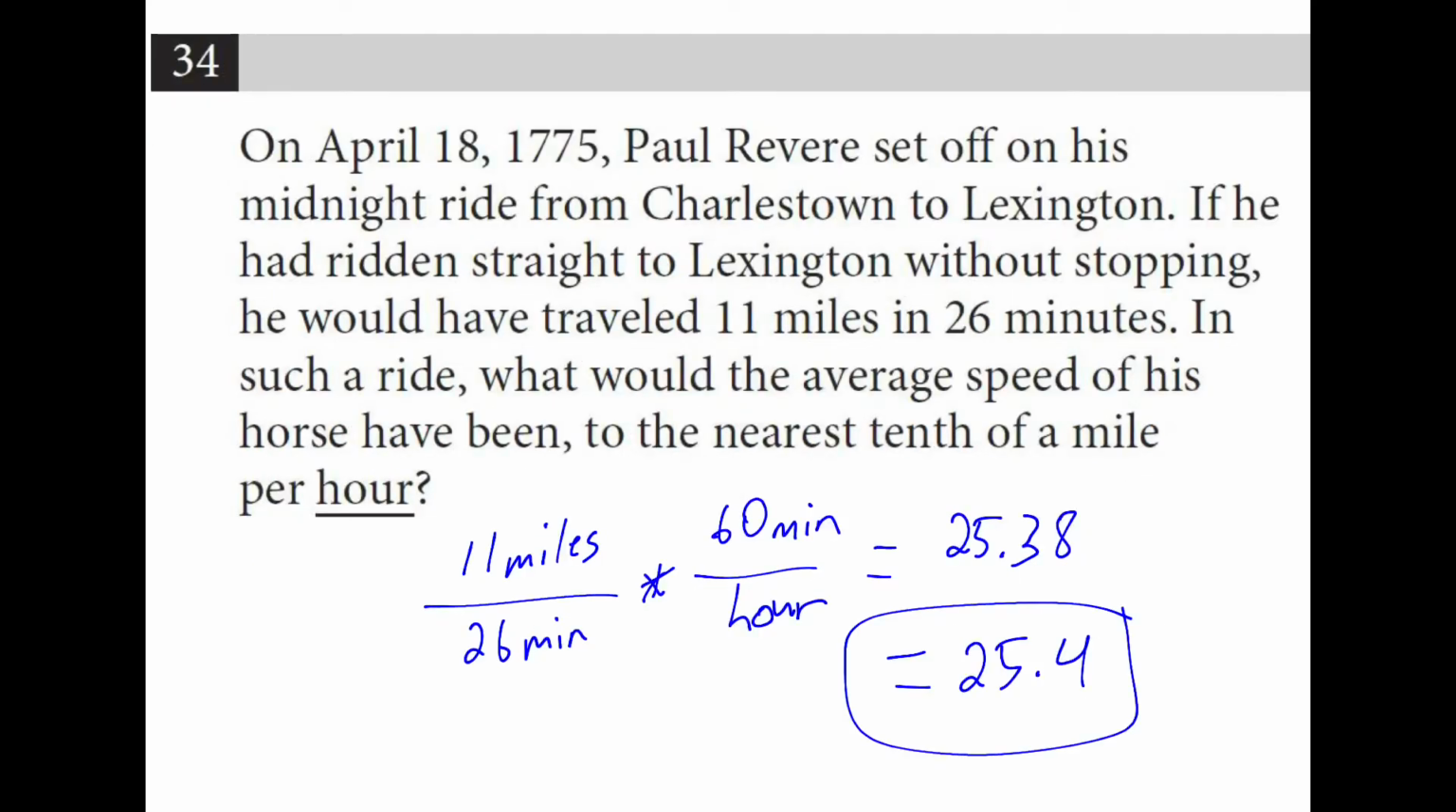So if you consider miles per minute and we multiply that by minutes per hour, we are left with miles per hour. We get 25.3846154, rounding to the nearest tenth is 25.4.